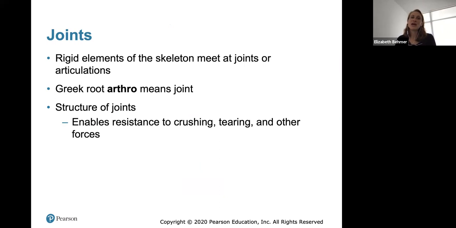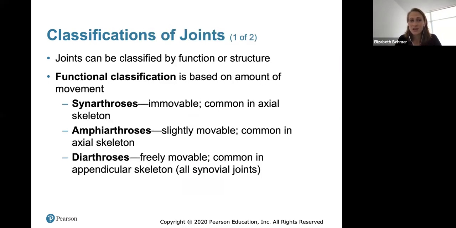Joints are the rigid elements of the skeleton where bones meet together at joints, also called articulations. The Greek root arthro means joint. Joints are structured in a way to enable resistance to crushing, tearing, and other forces. You should know that joints can be classified by function or structure, and you should know these functional classifications of joints.